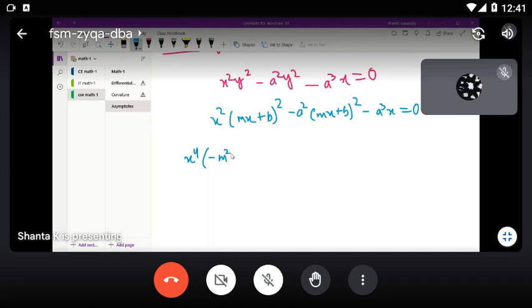Minus m square. Then x cube: minus 2mb. Then plus x square times (a square m square minus b square). This much. Done. Thank you, ma'am.